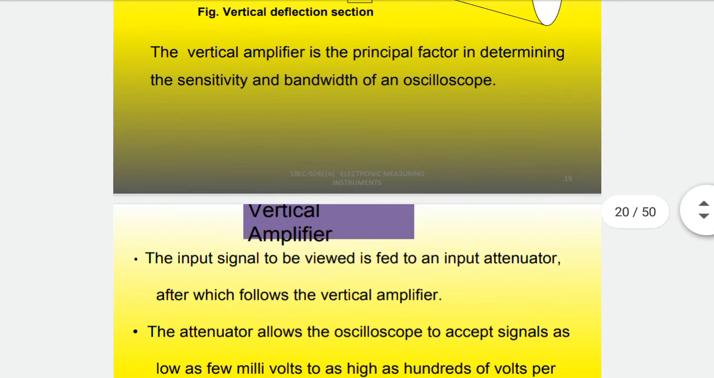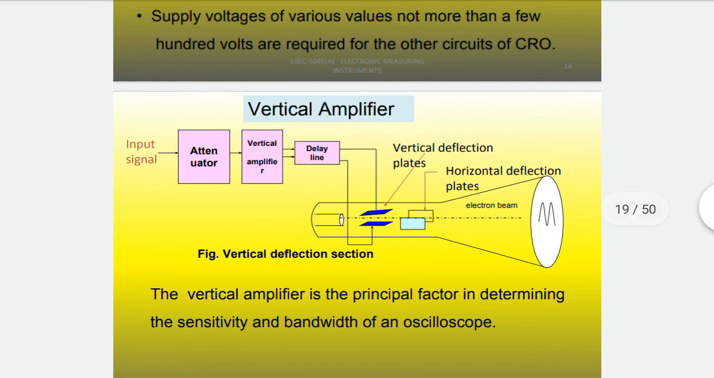You can see in the figure there is an attenuator. The attenuator is provided for this purpose, which is calibrated in volts per division. The attenuator's purpose is to attenuate the input signal to the desired level, and it is calibrated in terms of volts per division.